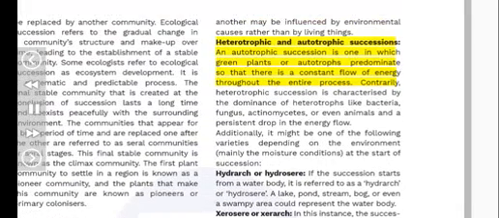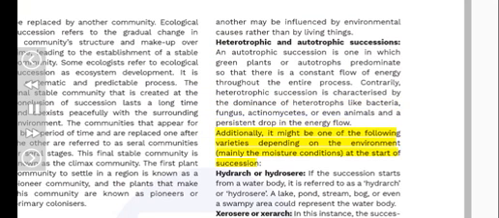Heterotrophic and autotrophic successions. An autotrophic succession is one in which green plants or autotrophs predominate so that there is a constant flow of energy throughout the entire process. Contrarily, heterotrophic succession is characterized by the dominance of heterotrophs like bacteria, fungus, actinomycetes, or even animals and a persistent drop in the energy flow.